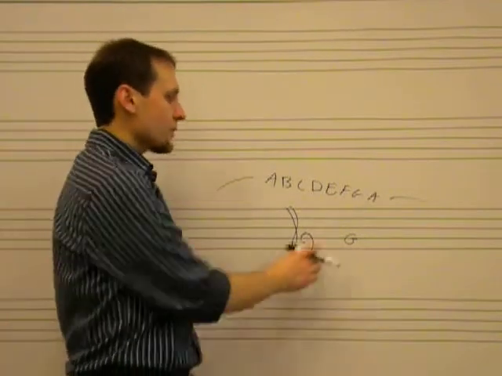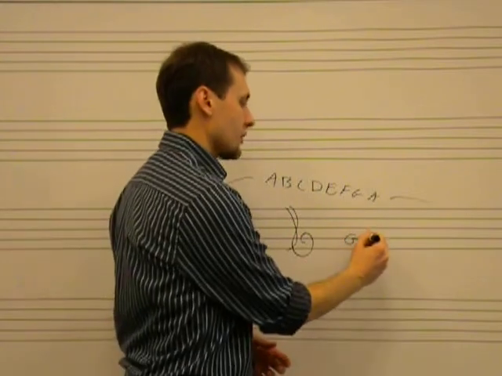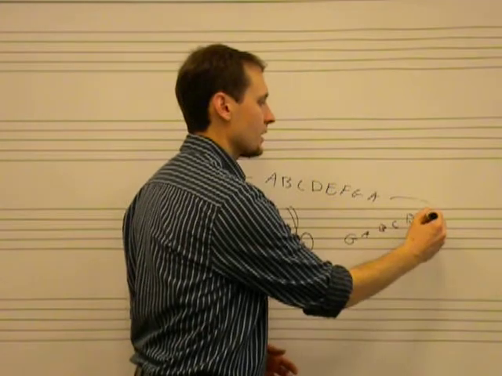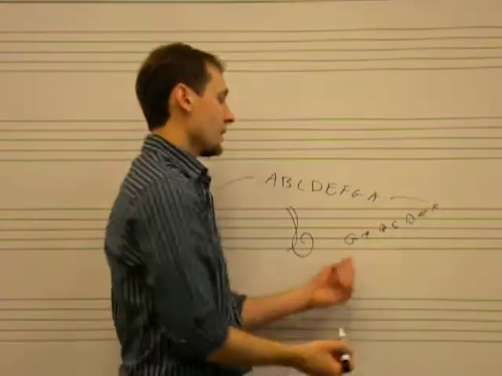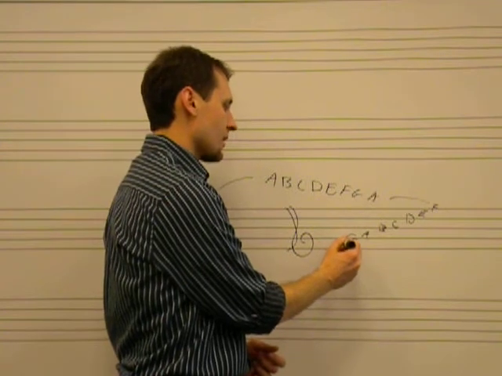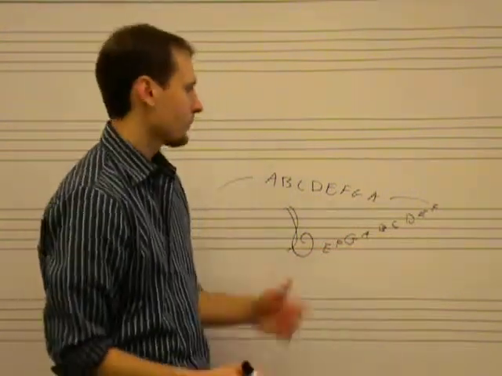Now, if you know that this is the note G, that means you can work your way from there. The next space up is A, B, C, D, E, and F. And then you can go backwards. This is F, and then the lowest line, finally, is E.